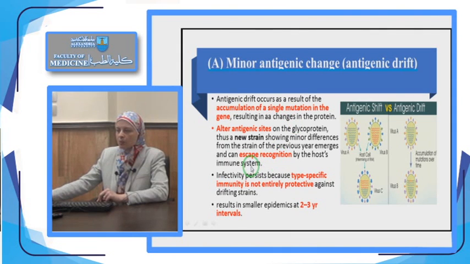So this new strain will escape recognition by the host immune system. Infectivity will persist because type-specific immunity is not entirely protective against these drifting strains, these strains which have minor changes, and this results in smaller epidemics every 2 to 3 years. For example, we have outbreaks of influenza every now and then due to these minor changes.